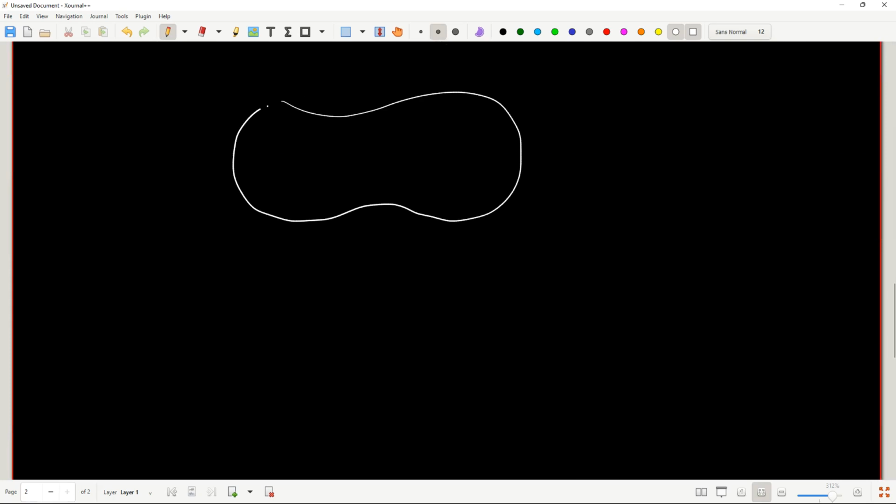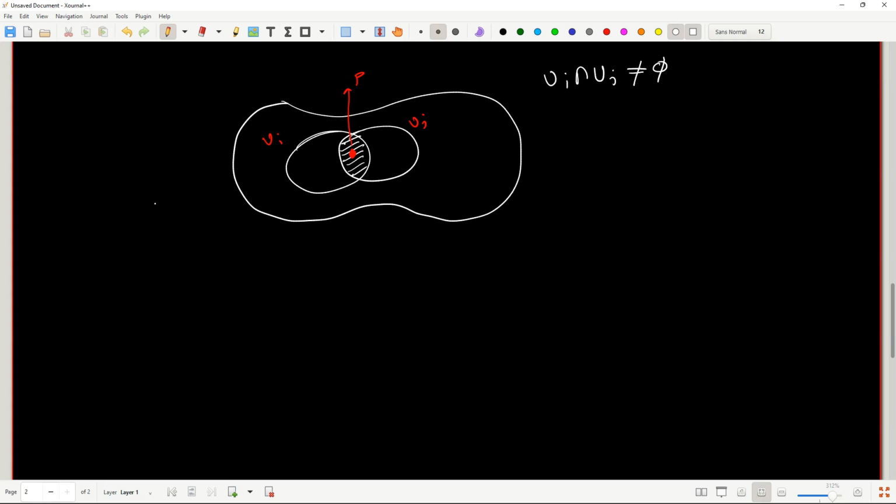So let's say this is the overlapping region, and this is some point P. So what I'm saying is that we see that ui uj intersection is not null, right? So for this P belonging to ui intersection uj, we have two coordinate systems attached to it. One can be called, let's say, phi, another one, let's say, psi, or you can say phi i, phi j. It's up to you.